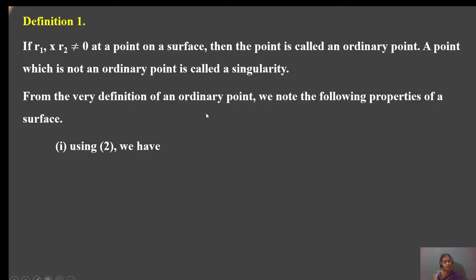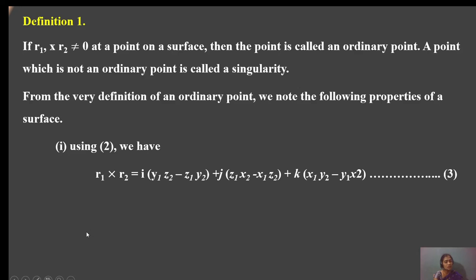Okay, from the very definition of the ordinary point, we use it in the form r1 × r2 equals i(y1 z2 − z1 y2) + j(z1 x2 − x1 z2) + k(x1 y2 − y1 x2). You know that this representation can be written in a matrix form.